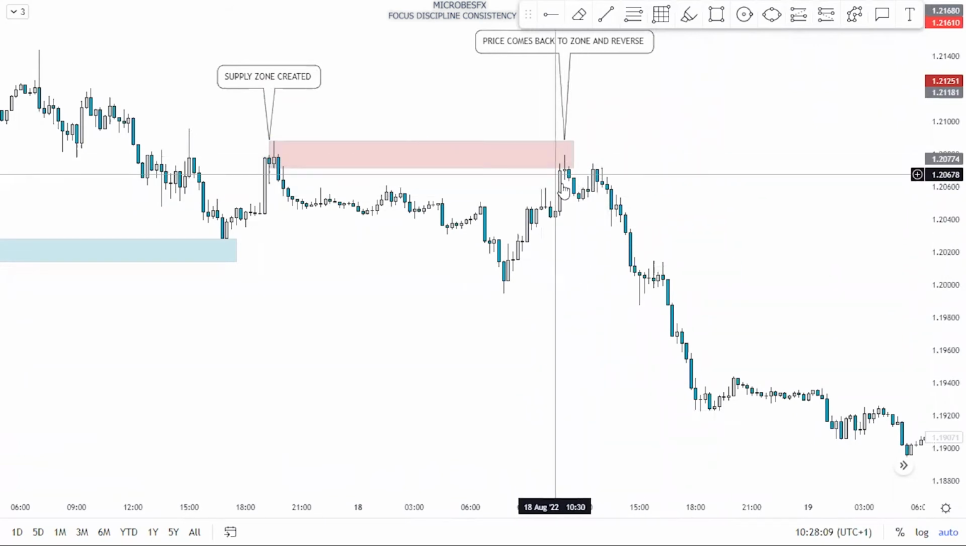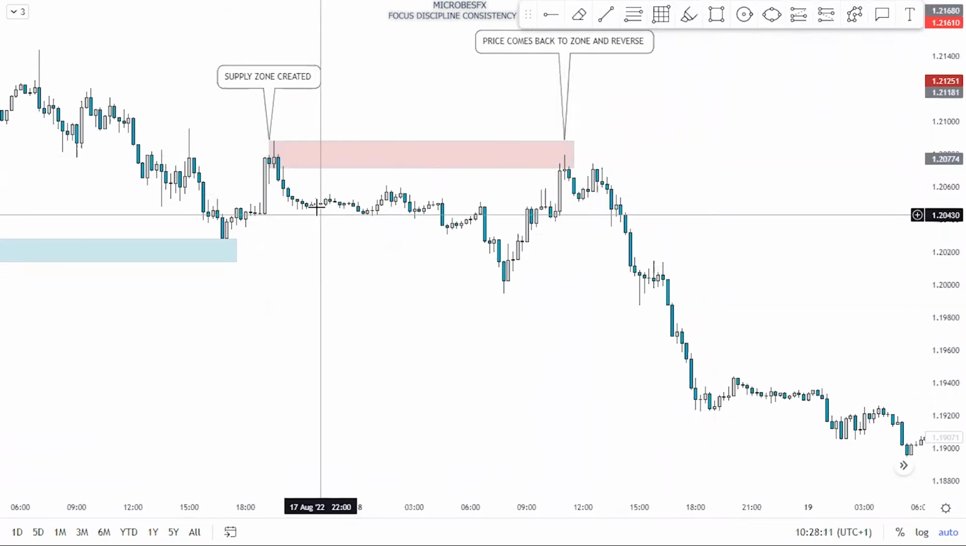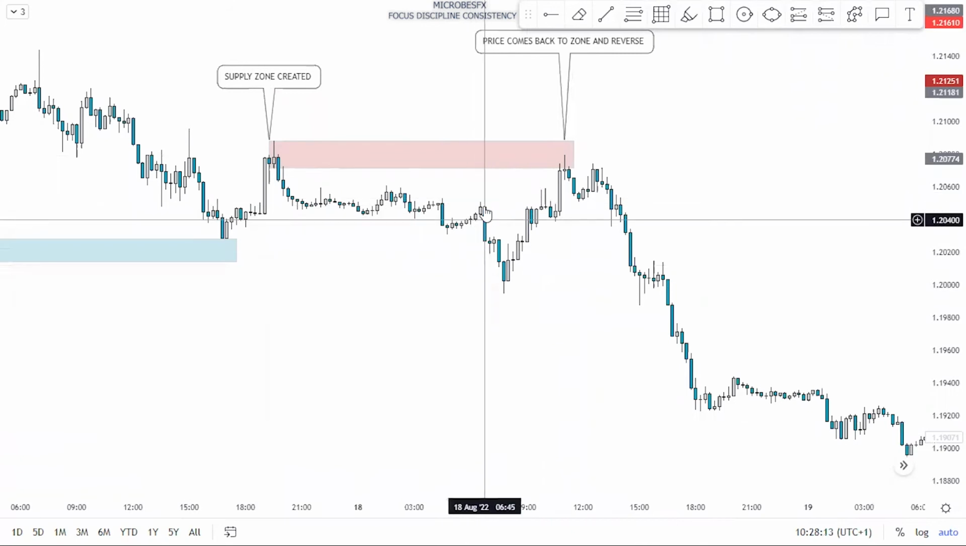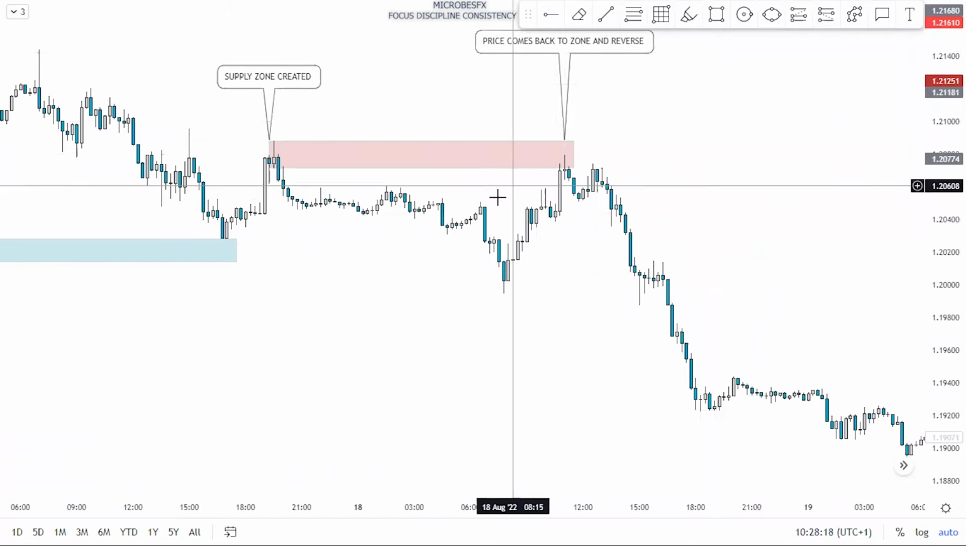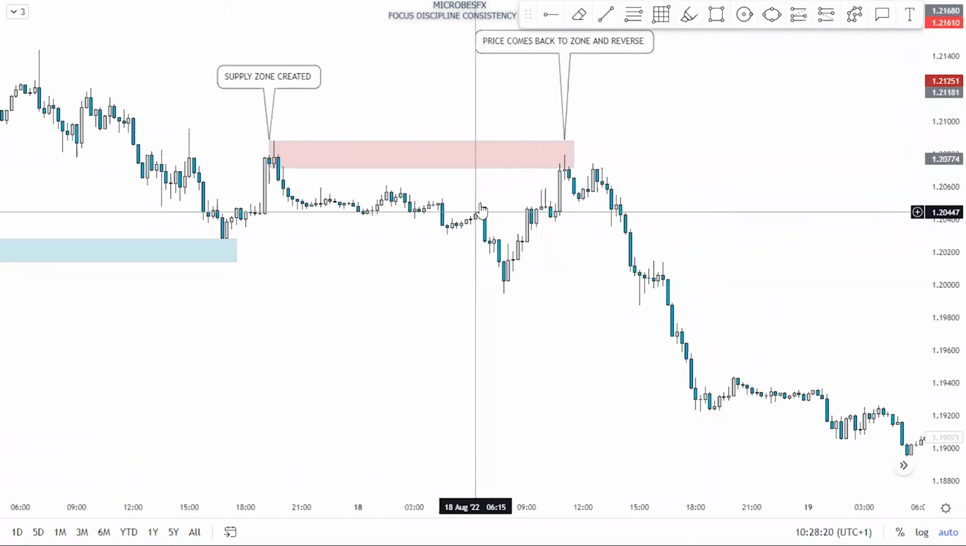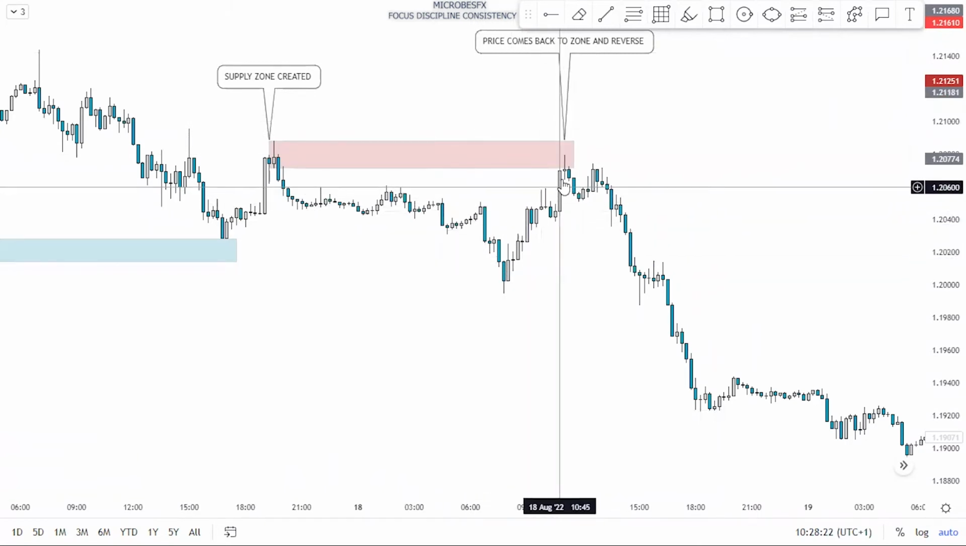So this is what you should be trying to participate in. You can't be trying to sell here. Imagine you were trying to sell here initially. What's going to happen? You get stopped out. Trying to sell somewhere here now, you get stopped out.